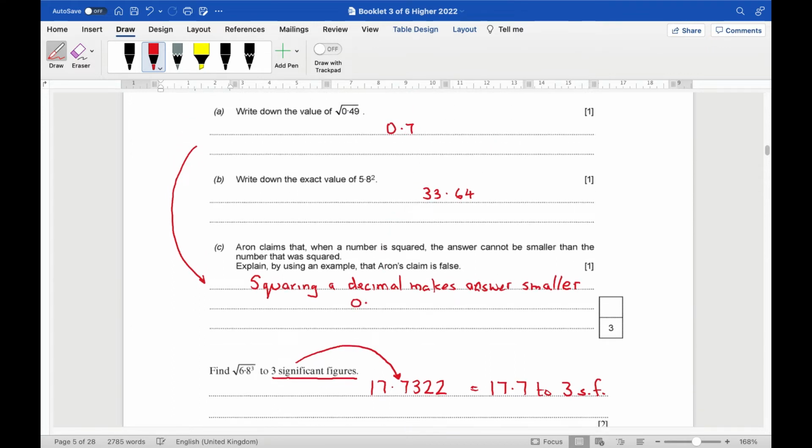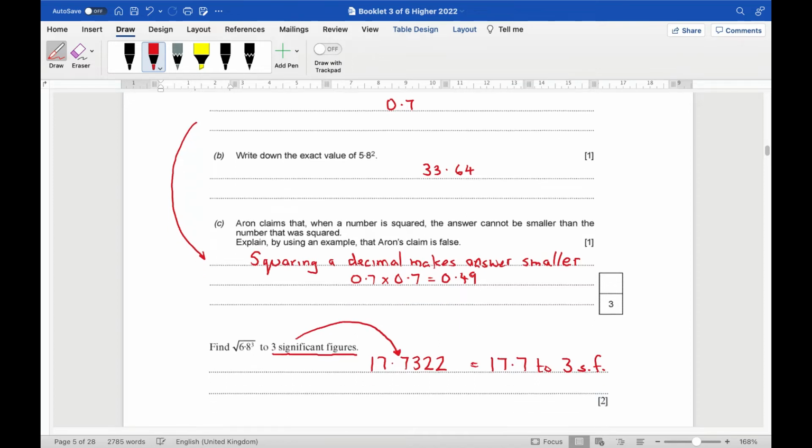0.7 times 0.7 is 0.49, which is smaller than 0.7. So squaring a decimal number, just be aware of that, makes the answer smaller.